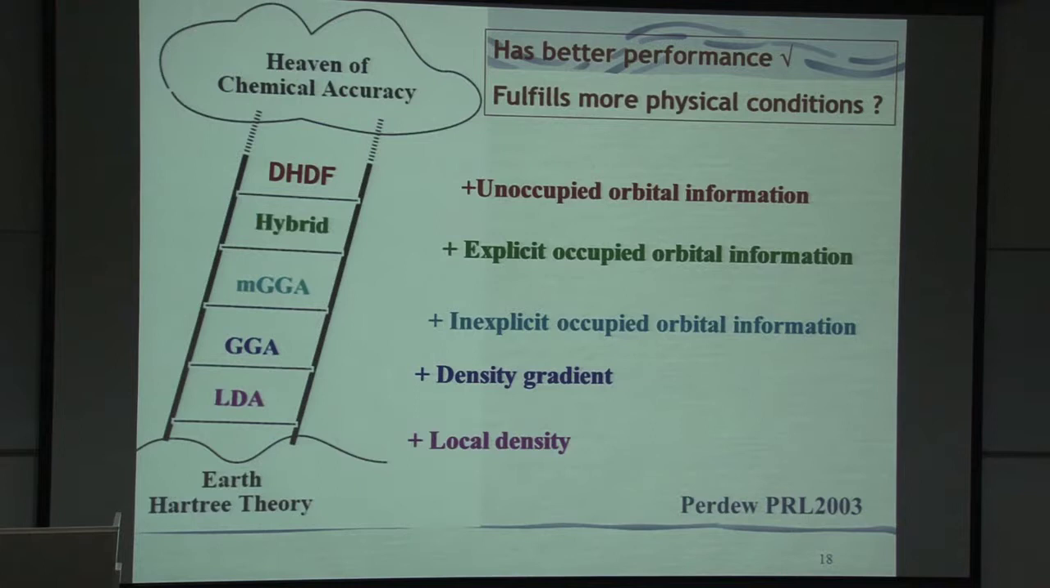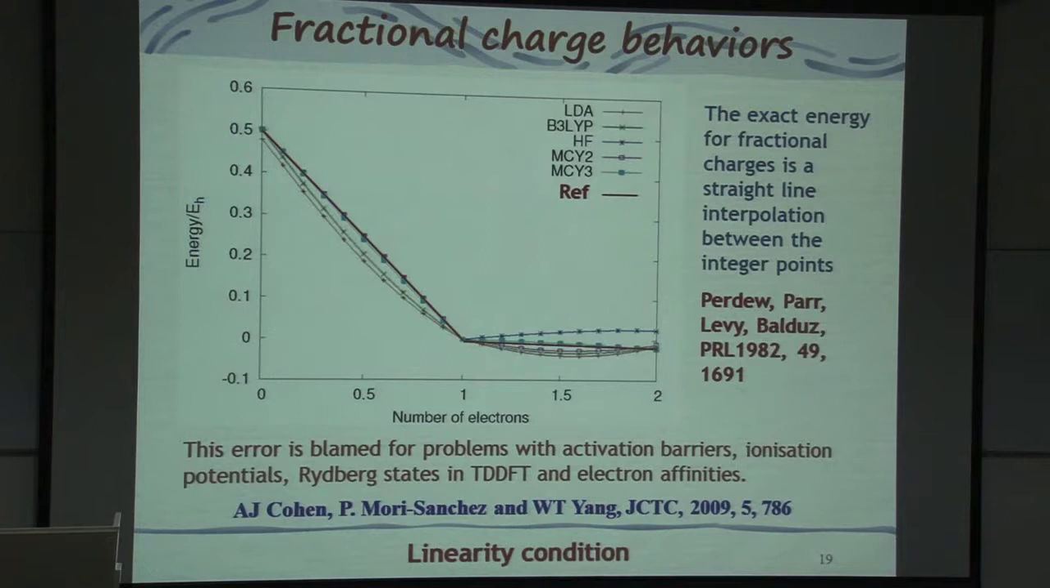For years, people have been looking for a functional which can describe this kind of fractional charge behavior. Because rigorously, the exact energy for fractional charge should be a straight line interpolation between the integer points. If you deviate from this straight line condition, the error is blamed for the problems with activation barriers, ionization potentials, excited states in TDDFT, and electron affinities. If you claim you can do this, can you have this linear behavior for your functionals?